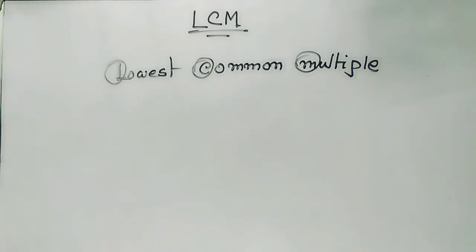Now we have to know what is LCM. The lowest common multiple, that is LCM, of two or more numbers is the smallest number which is a multiple of each of the numbers.